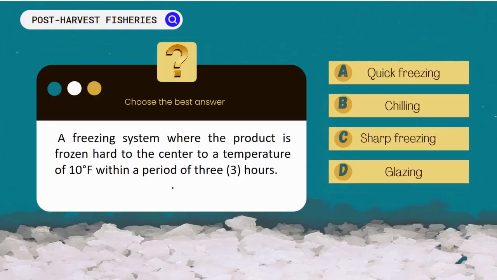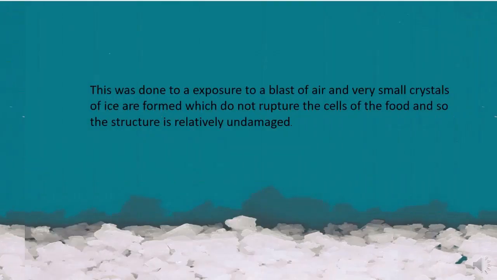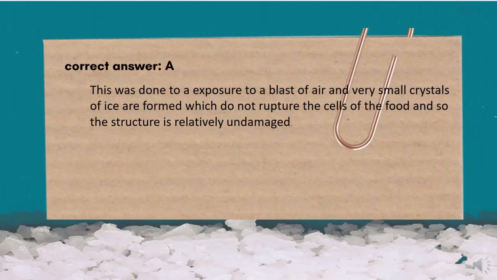A freezing system where the product is frozen hard to the center to a temperature of 10 degrees Fahrenheit within a period of 3 hours. A. Quick freezing. B. Chilling. C. Sharp freezing. D. Glazing. The correct answer is A. This is done by exposure to a blast of air, and very small crystals of ice are formed which do not rupture the cells of the food, so the structure is relatively undamaged.